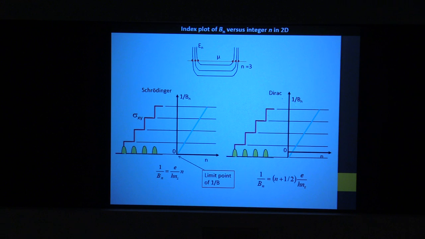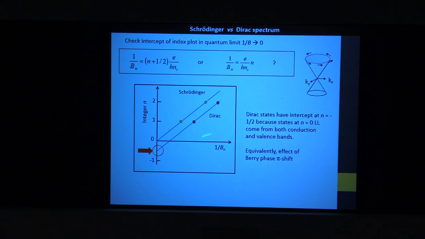So this line, which plots 1 over B_n versus the integer, has a negative intercept. So I think this is the easiest way to understand how this arises, be it graphene or these Ti materials. So in one case, 1 over B_n is proportional to n, but in the second case, it's proportional to n plus a half. So to repeat the point, you would go in there and plot the 1 over B_n. I've tilted the axis, and if you plot them against the integers, you should see it terminate at 0 if it were Schrodinger gallium arsenide, or it should have a minus a half if it were Dirac. And this corresponds to the Berry pi phase shift.